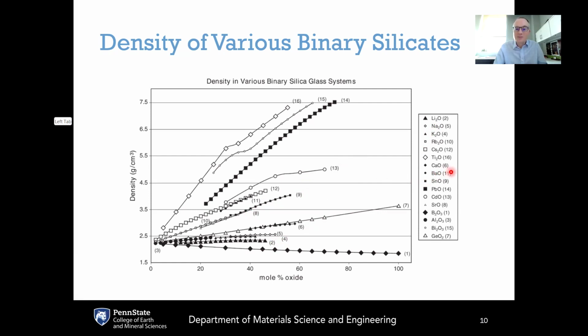If you put in especially heavy atoms like lead oxide, for example, adding lead to the glass dramatically increases the density. You can see that the density goes up to 6.5, 7.5 grams per cubic centimeter. So that's a very heavy glass. What else? Adding, let's see, titania to the glass can also increase the density quite a bit.